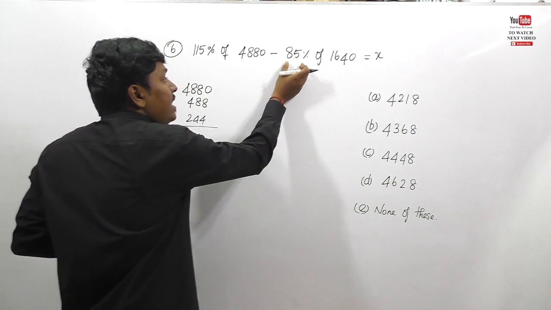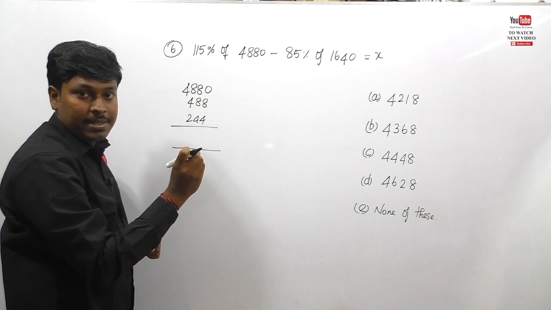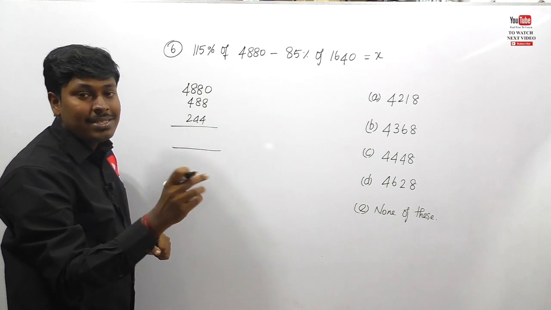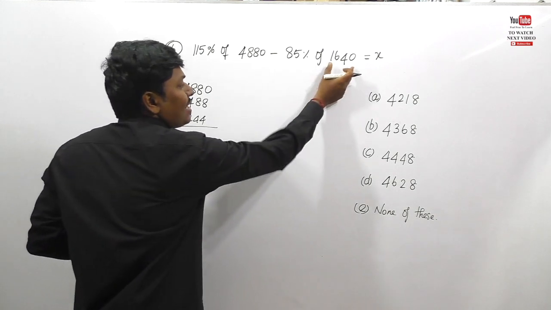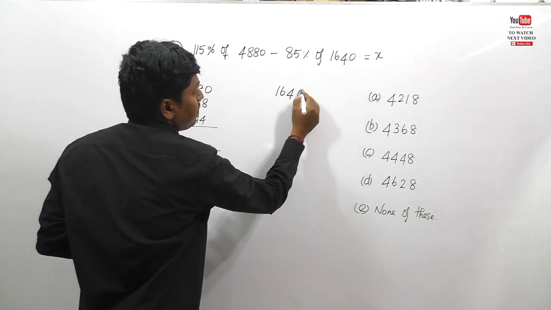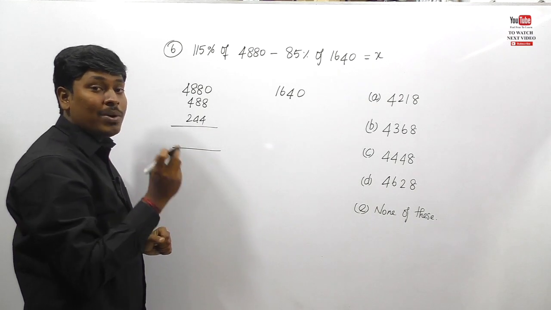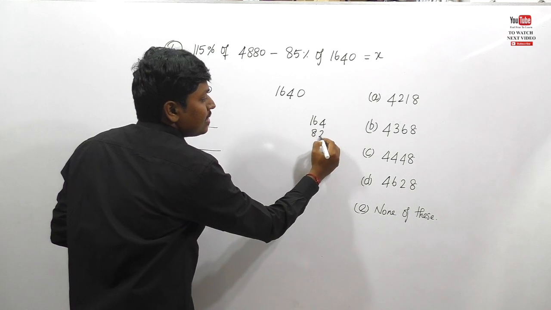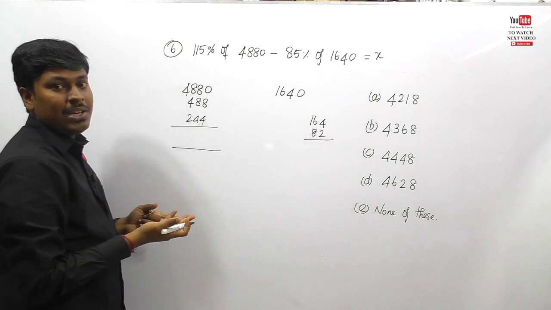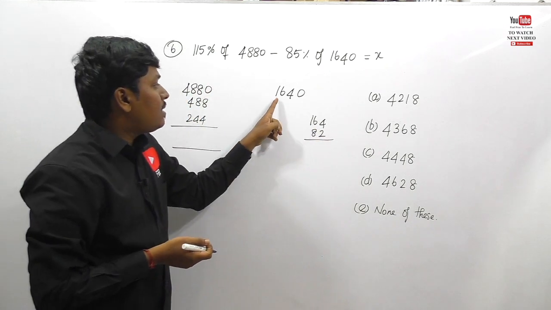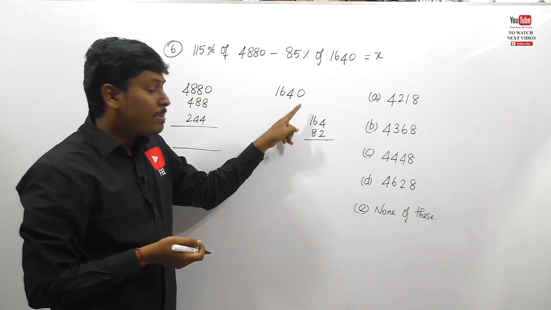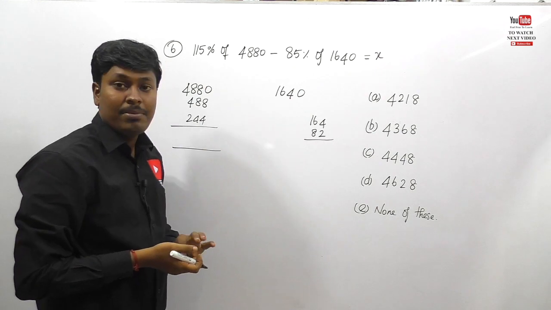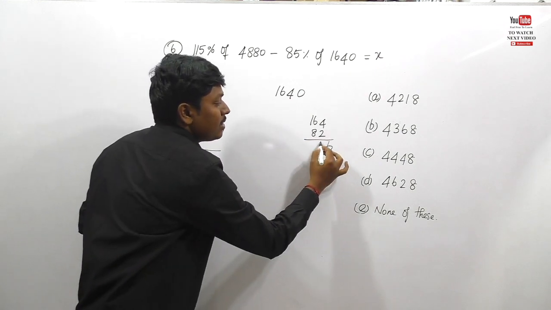This 85% can be written as 100% minus, friends, listen carefully, 100% minus 10% minus 5%, right? What about 100%, friends? 1640. Clear on the point, friends? Next is, what about 10%? 10% will be 164. What about 5%? That is 82. So friends, easy or not, right? Friends, listen carefully. 100% is 1640. 10% will be 164. 5%, 10% divided by 2 will be 82. So friends, this can be done as 1640 minus 164 minus 82.